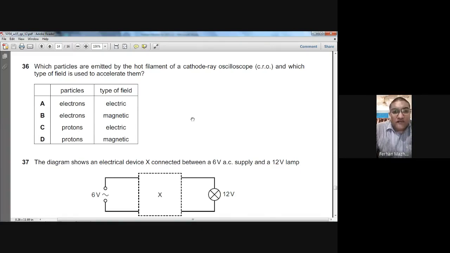From the hot filament, electrons are emitted, thermionic emission. And to accelerate them, we provide them with an electric field. You might remember that in the CRO, in front of the cathode we put an anode at a very high voltage. So we provide an electric field to accelerate those electrons. So the particle is electrons and the type of field you provide is an electric field. A is the option for question number 36. I hope you understand.